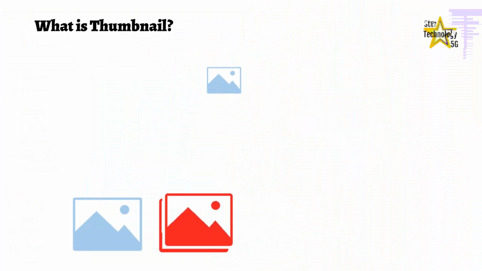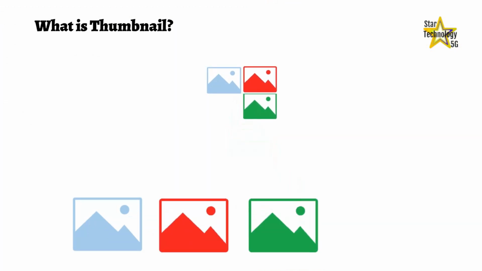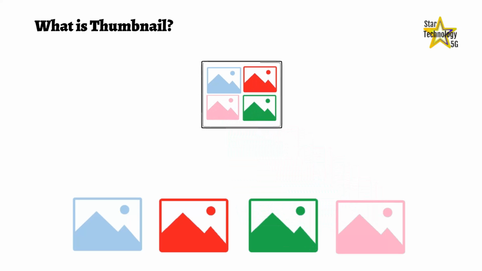What is thumbnail? The term thumbnail originated with still images. A thumbnail was a smaller version of a full digital image that could easily be viewed while browsing a number of images.